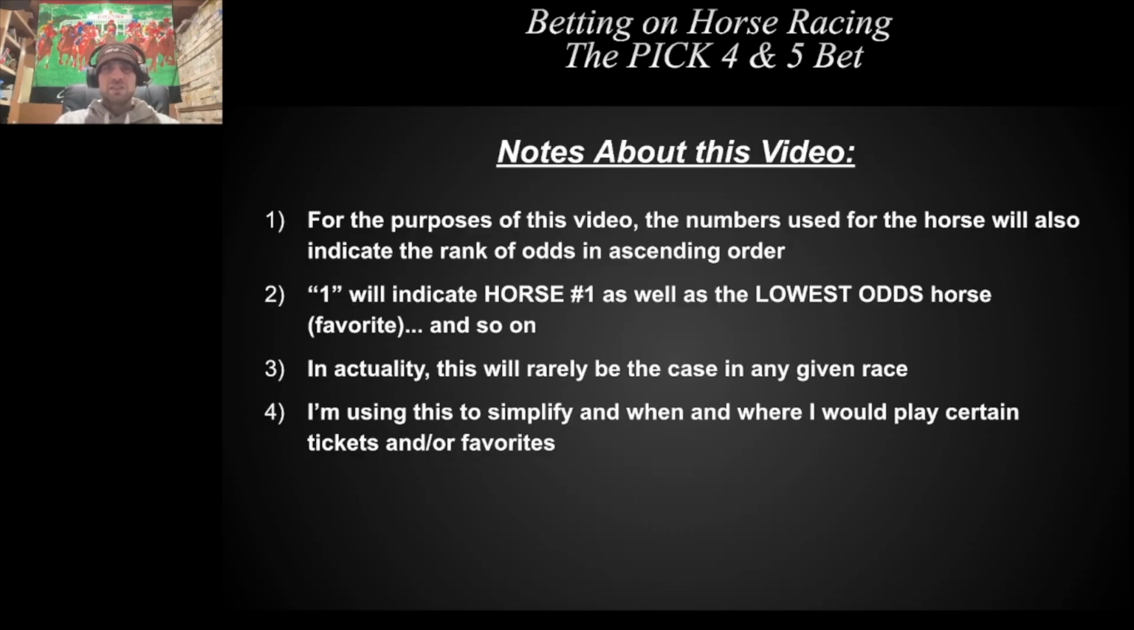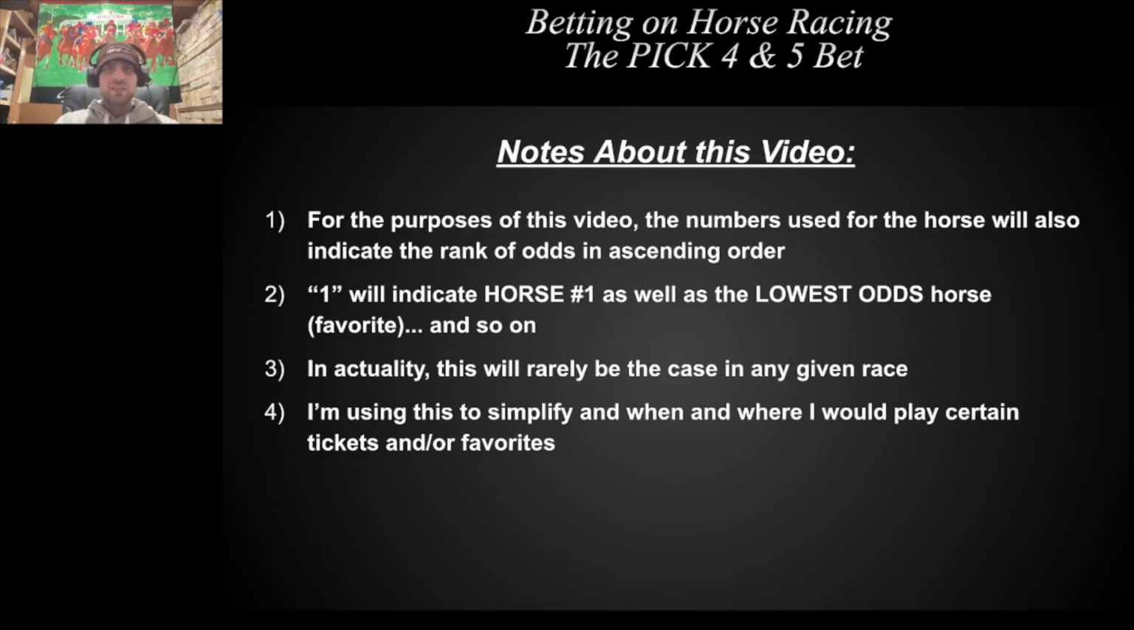A few notes about this video. For the purposes of this video, the numbers used for the horses will also indicate the rank of odds in ascending order. So for example, the 1 will indicate horse number 1, as well as the lowest odds horse. So just think of even money or 1-to-1 odds. The 2 will indicate horse number 2, as well as the next lowest odds. Just think 2-to-1 odds. The 3 will be horse 3, 3-to-1 odds, and so on and so forth.